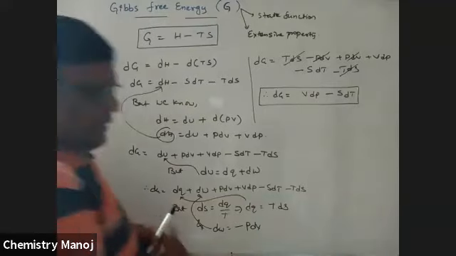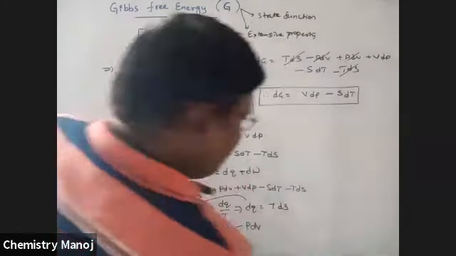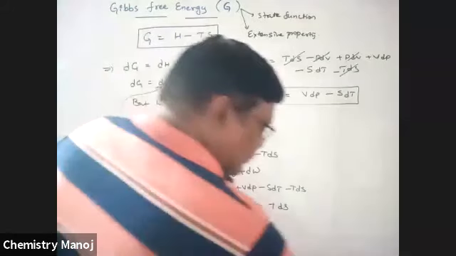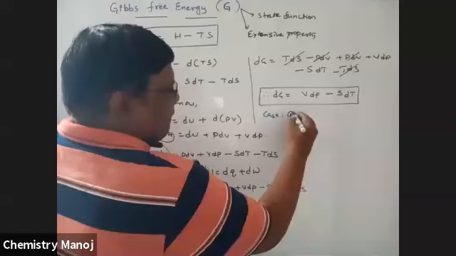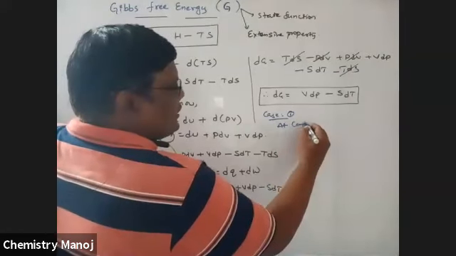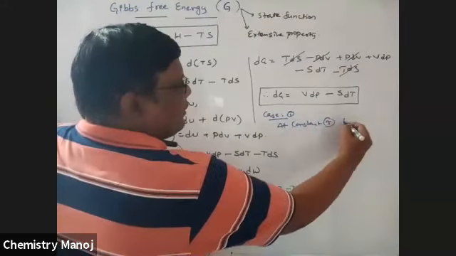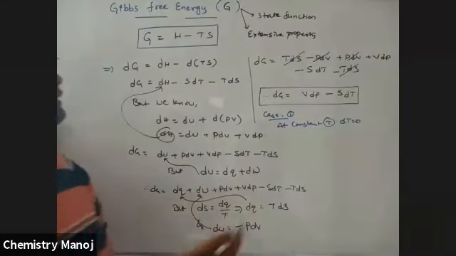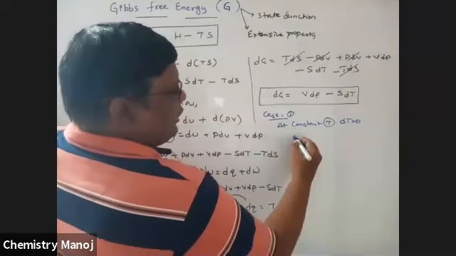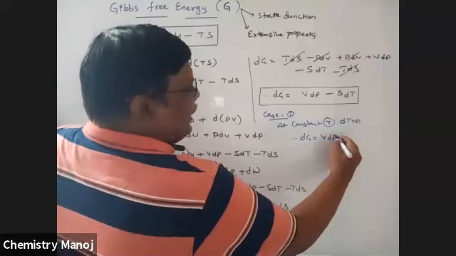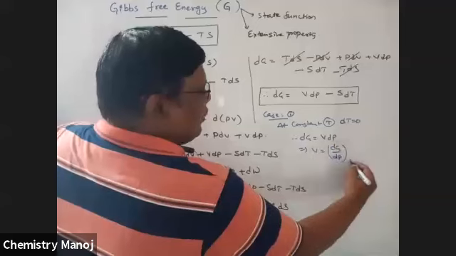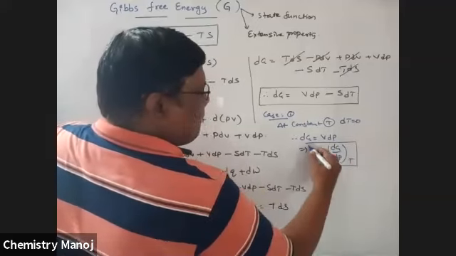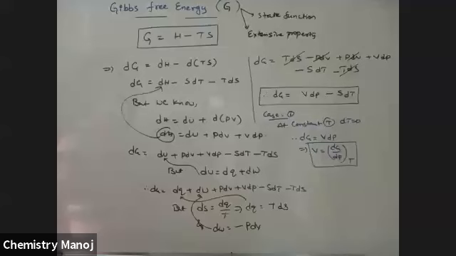Now different cases. Case 1: at constant temperature, dT is equal to 0. dT equal to 0 means this term goes to 0. Therefore, dG is equal to V dP. That implies V is equal to dG by dP at constant temperature. It is one relation.